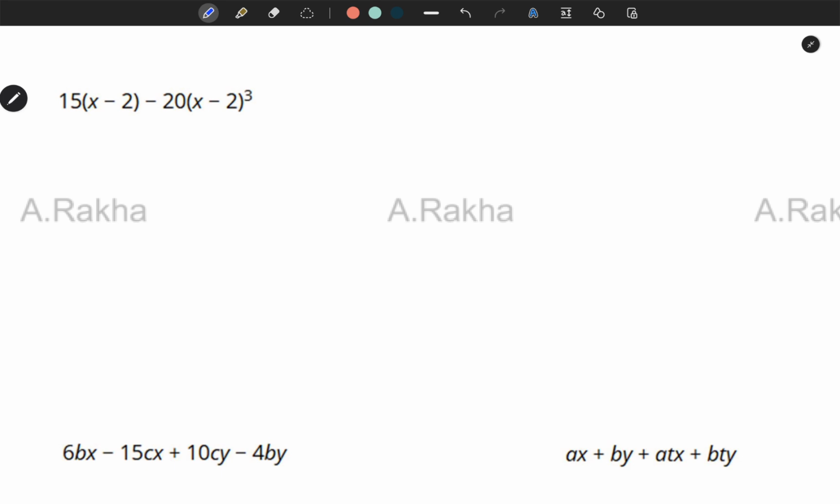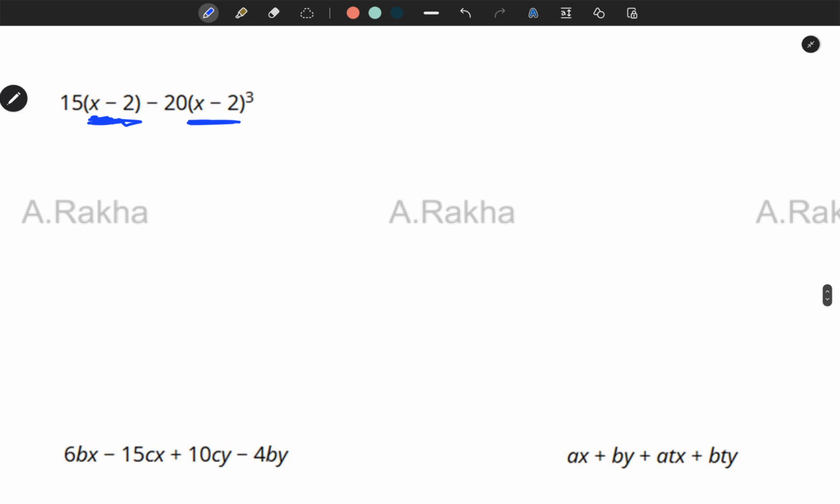Sometimes our common factor can be a full bracket. Here, as you can see, we have x minus 2 and here x minus 2. So to factorize this expression, you have to be careful and check here. We have 15 and 20. You simply say we have 5 as a common factor. If you take a look, you will find that x minus 2 is here and x minus 2 is there. So you can take x minus 2 as a common factor. Then you open brackets.